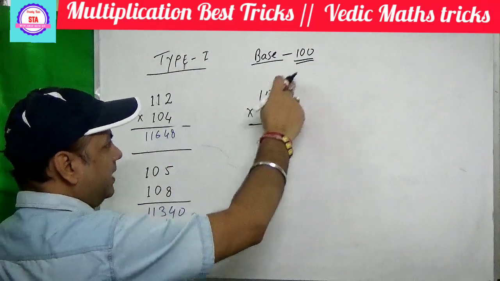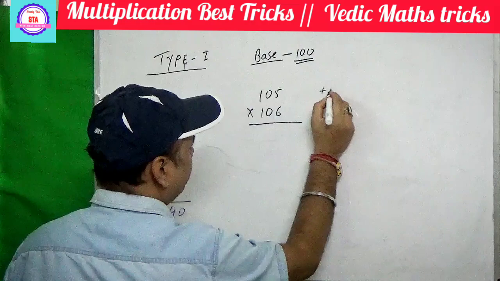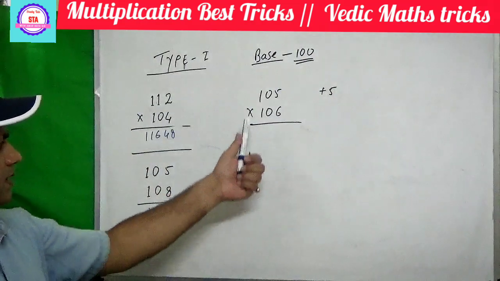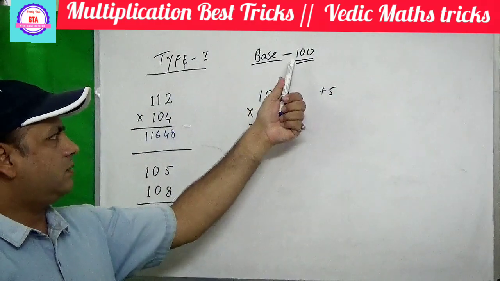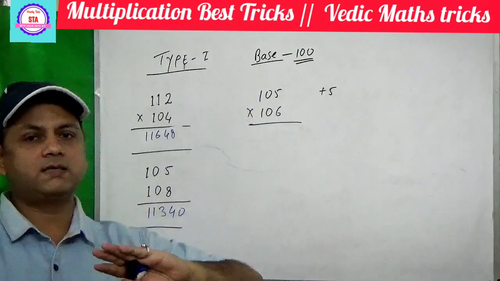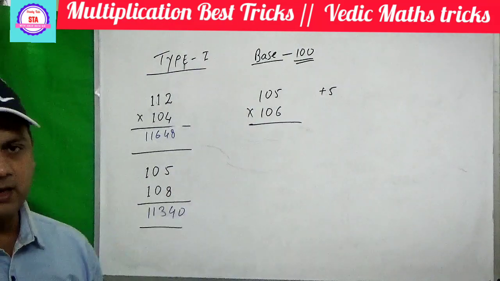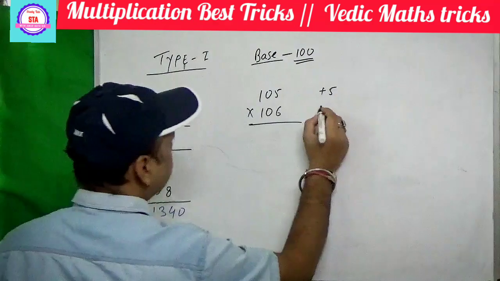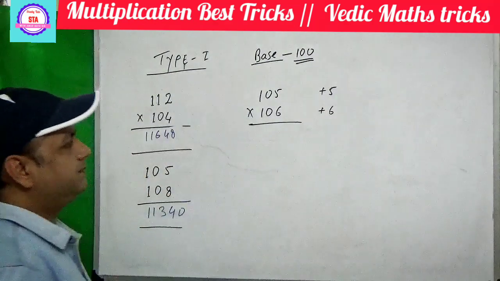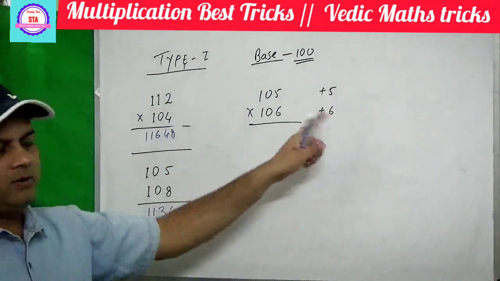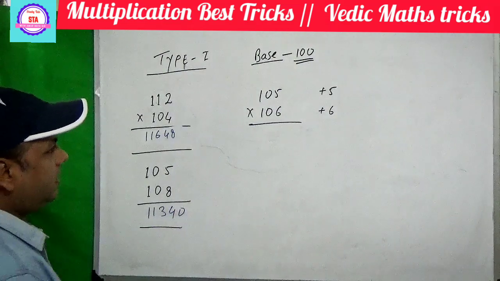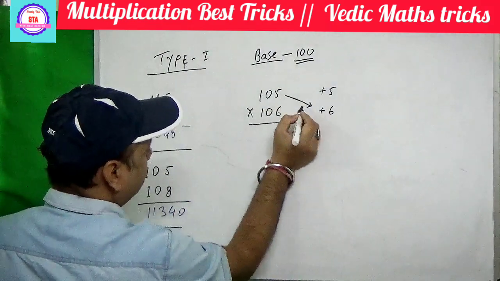105 minus 100, that is plus 5. What do we have to do? Subtract 100 from 105. 105 is 5 more than 100. 106 is 6 more than 100. Write here plus 5 plus 6. Then add diagonally.